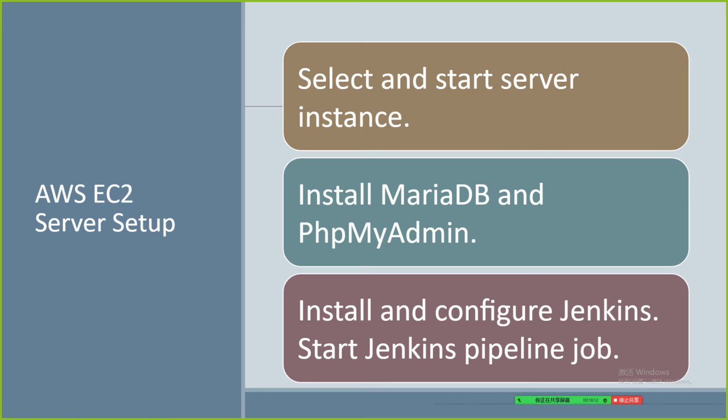Setting up an AWS EC2 instance includes 3 steps. The first is to choose the appropriate instance type as needed, because the better the performance, the higher the price. The second step is to install MariaDB and PHP for database management. And the last step is to install Jenkins on the server and start the pipeline to connect the server with the GitHub repository.